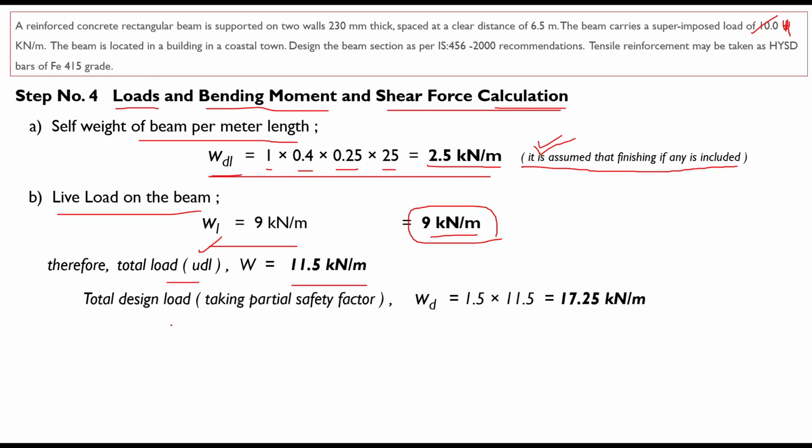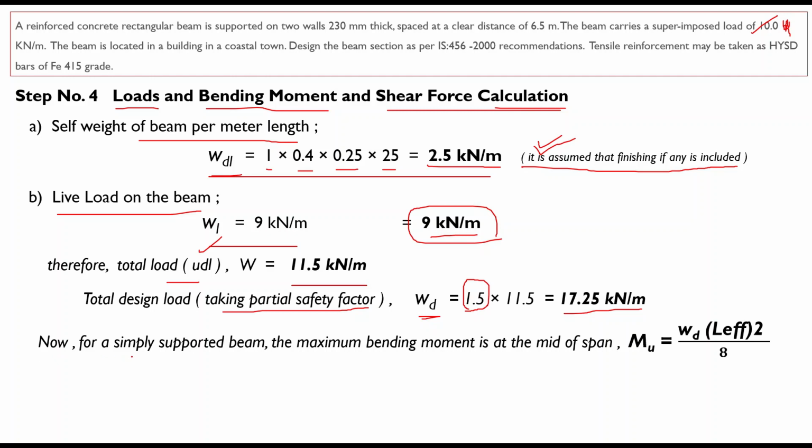Now what will be the design load? So here you have to take the partial safety factor for loads, and that partial safety factor we are taking here as 1.5. So accordingly, when we multiply this with the total load, total UDL, WD here means the design load on the beam section, and that design load has an intensity of 17.25 kilonewton per meter.